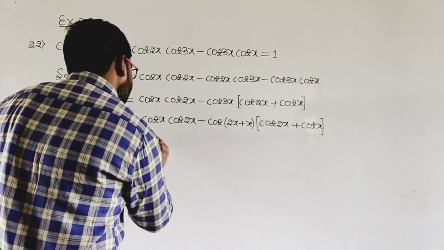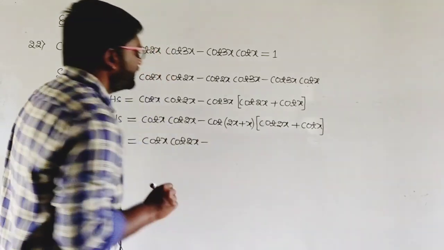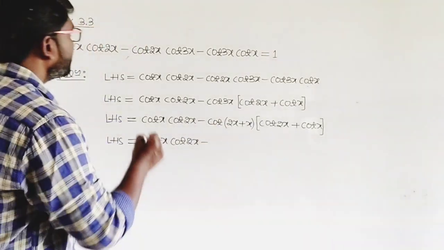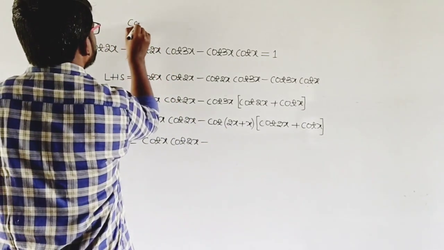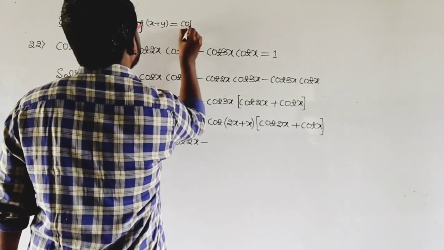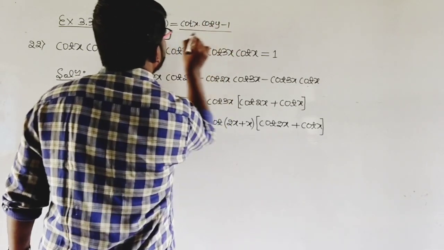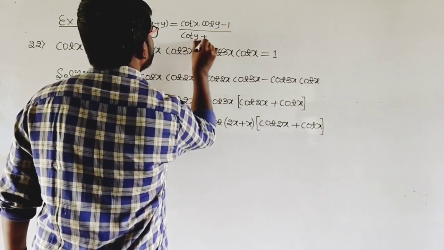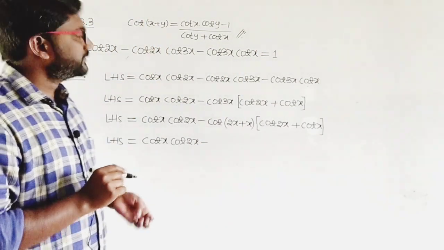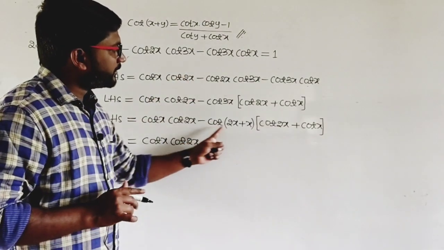Then in the next step, LHS is equal to, write this term as it is again, cot x into cot 2x, then minus, here we have to apply the formula cot of x plus y. See here the formula for cot of x plus y: cot of x plus y is equal to cot x into cot y minus 1 divided by cot y plus cot x. We have already proved this standard formula in our previous classes. So here it is in the form of cot of x plus y.